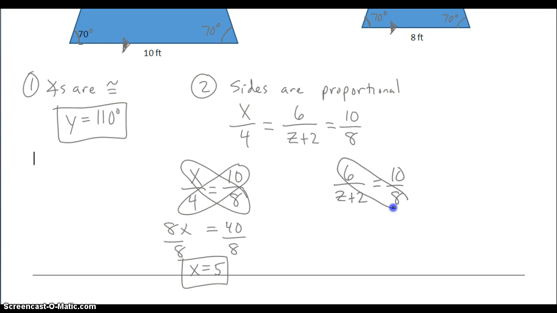Cross multiply. Notice that z plus 2 gets put into parentheses. Even though it doesn't have parentheses here, this fraction bar is a grouping symbol. It's grouping my denominator together. It's saying this is one number. So when I multiply by 10, I need to make sure that I multiply everything by 10.